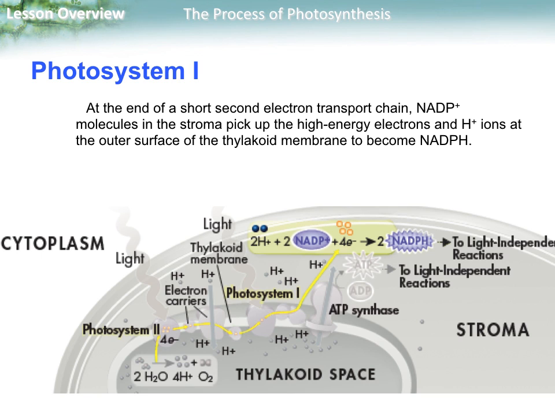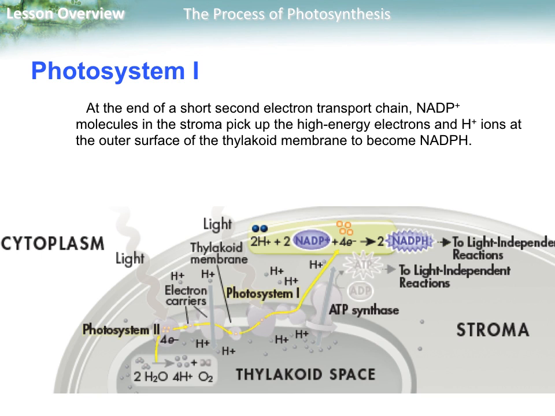Okay, so at the end of a short second electron transport chain, you now have NADP molecules in the stroma that pick up the high energy electrons and the hydrogen ions at the outer surface of the thylakoid membrane, and now it can become NADPH. And NADPH is the charged battery. It has the energy.